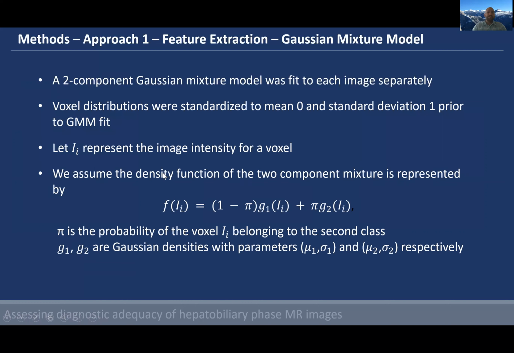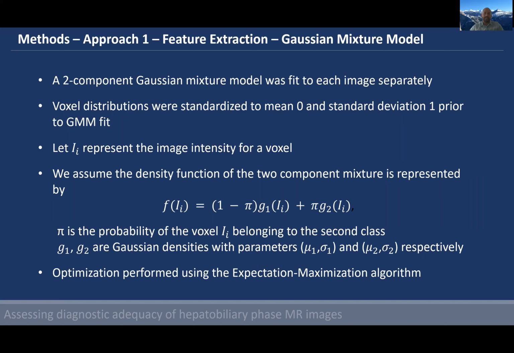So this is your standard Gaussian mixture model fit, where we represent the probability density function of the distribution of voxels within the image as a linear combination of 2 Gaussians, right? So our Gaussian parameters are mu1, mu2, as well as standard deviations sigma 1 and sigma 2 respectively, along with our mixture probability pi here. And the way we fit these Gaussian mixtures is standard. It's using expectation maximization, or EM algorithm. This was all done using built-in functionality within scikit-learn in Python.